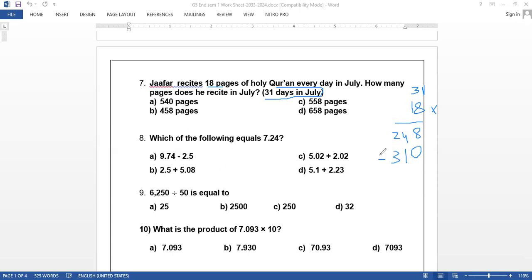Now we add these two products. 8 plus 0, 8. 4 plus 1, 5. 3 plus 2 equals 5. So the answer is 558.